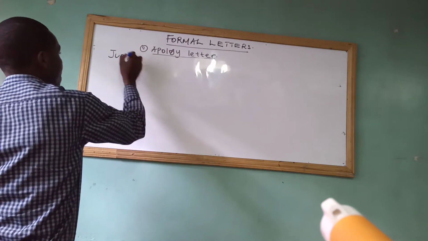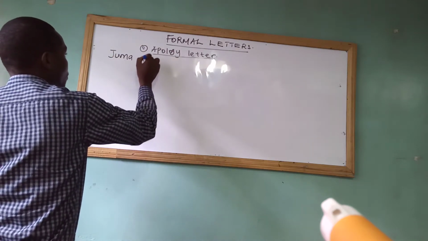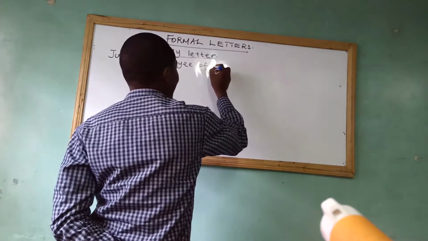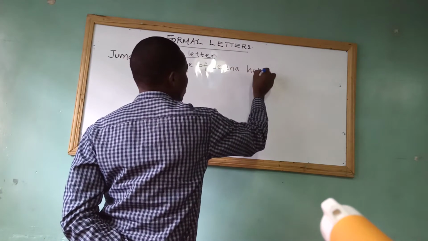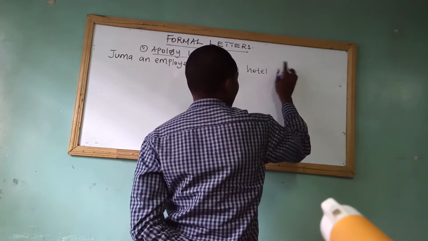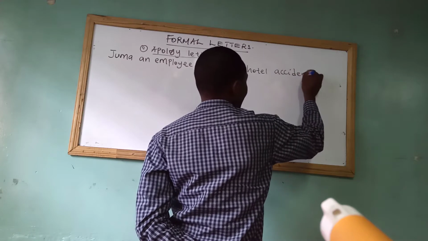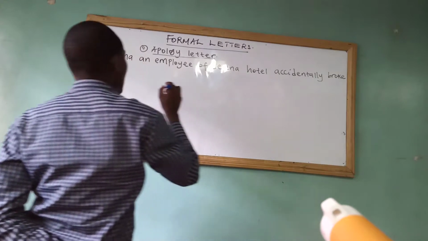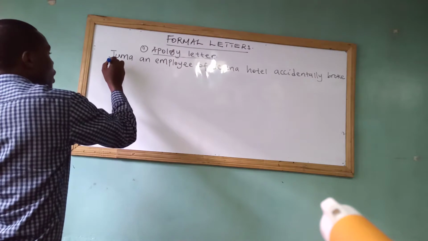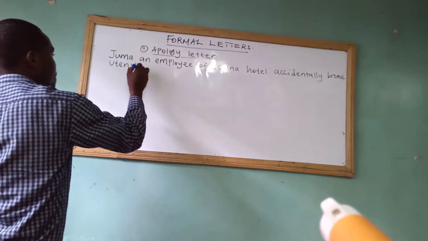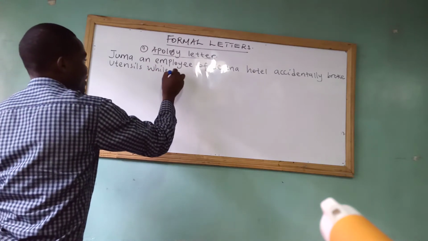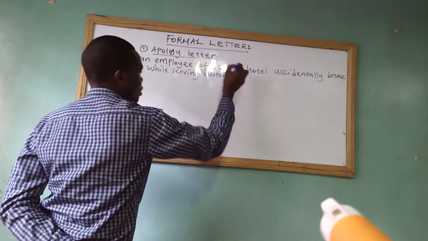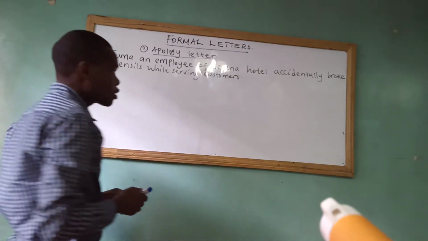Juma, an employee of Serena Hotel, accidentally, that is by accident, broke utensils while serving customers. Okay? So write an apology letter.